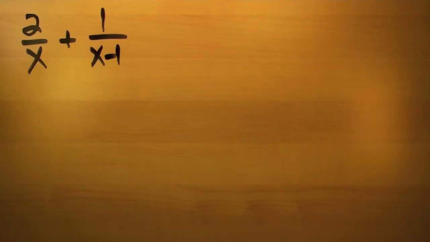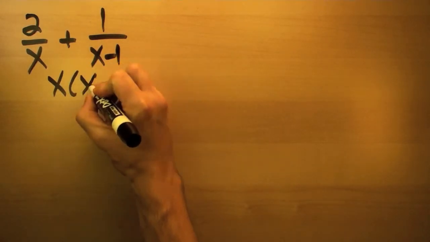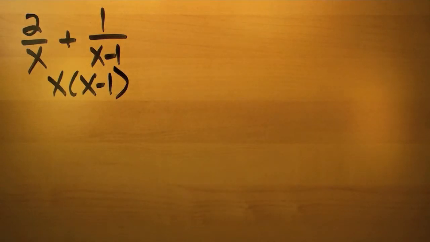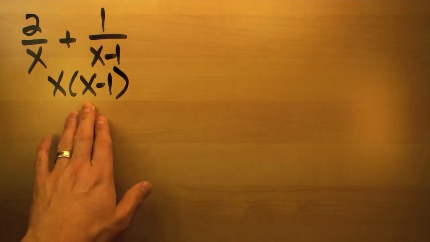If our rational expressions do not have a common denominator, then we must get a common denominator just as we would for regular fractions. So in this case, the common denominator is going to be x times x minus 1. So we want to multiply each of these fractions on the top and bottom by the value that's going to get us x times x minus 1.